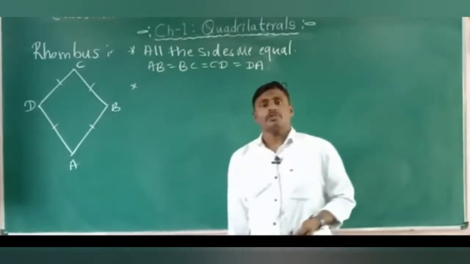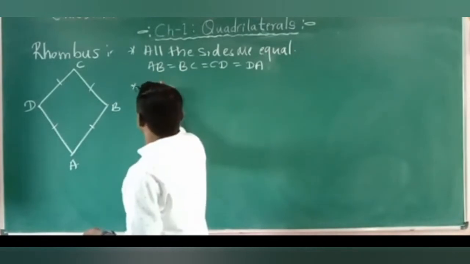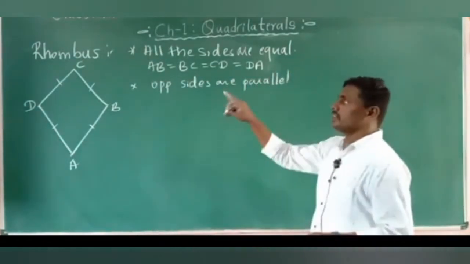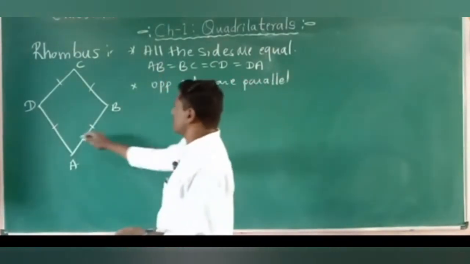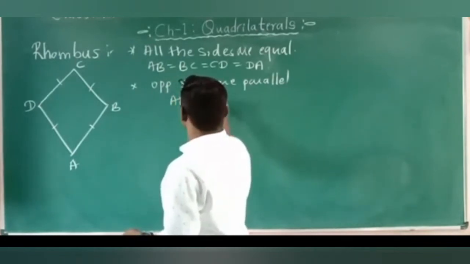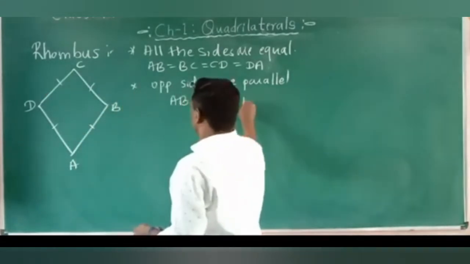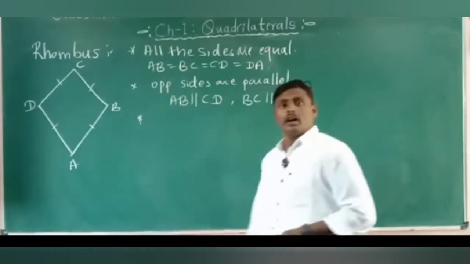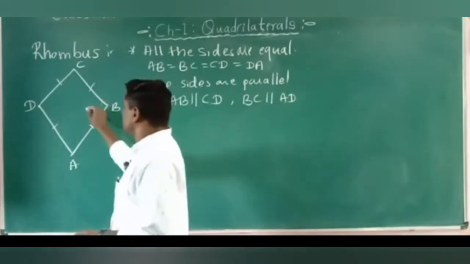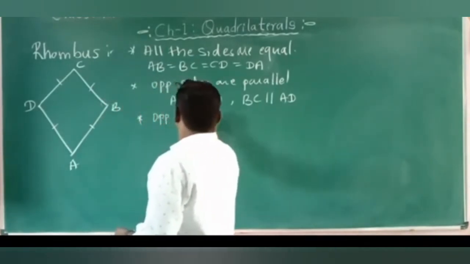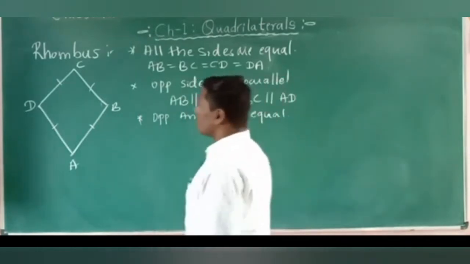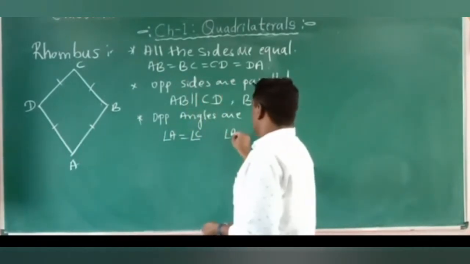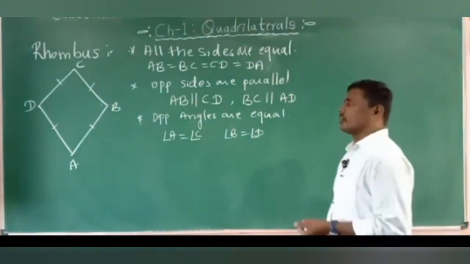Next one, opposite sides of the rhombus are parallel. Hence we are considering a rhombus as a parallelogram. So what are the two pairs of opposite sides here? Side AB is parallel to CD. Next, side BC is parallel to AD. Next, opposite angles of the rhombus are equal. Angle A is equal to angle C and angle B is equal to angle D.